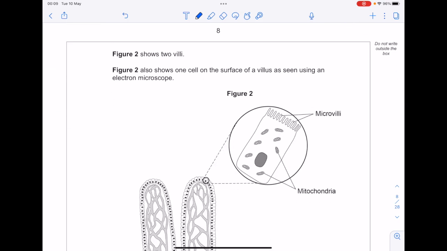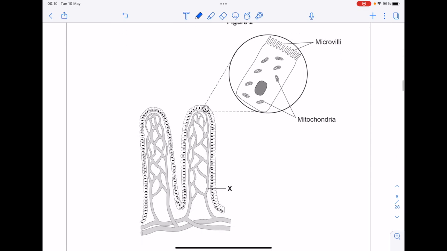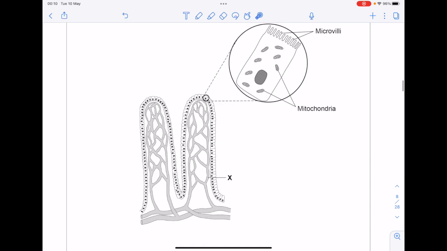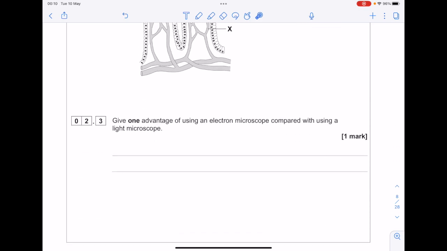Figure 2 shows 2 villi. Figure 2 also shows one cell on the surface of a villus as seen using an electron microscope. So here's that large surface area I was talking about, and then we've got some microvilli on the surface, further increasing the surface area more. Give one advantage of using an electron microscope compared with using a light microscope. Well, you can see more clearly, and remember the way we write that is higher resolution with an electron microscope. You could have also written possible to achieve greater magnification.